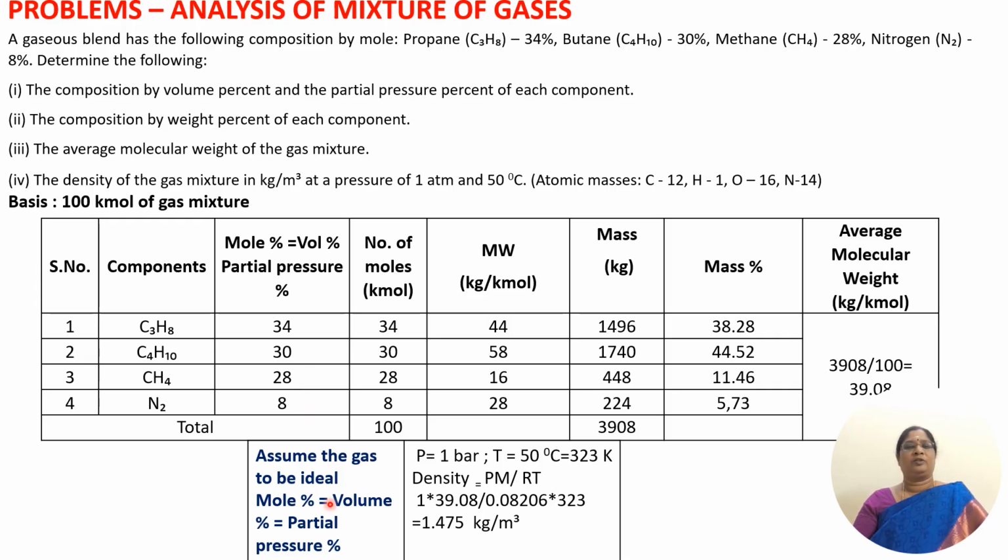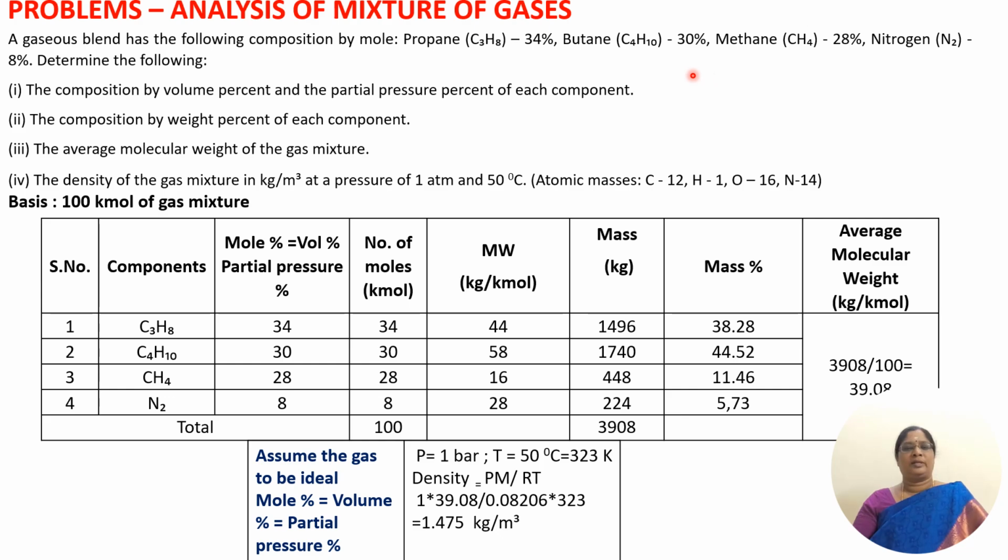Here itself we can assume that gas to be ideal. If a gas is to be ideal, then mole percentage is equal to volume percentage is equal to partial pressure percentage. So the mole percentage is equal to volume percentage is equal to partial pressure percentage. The first one is done.